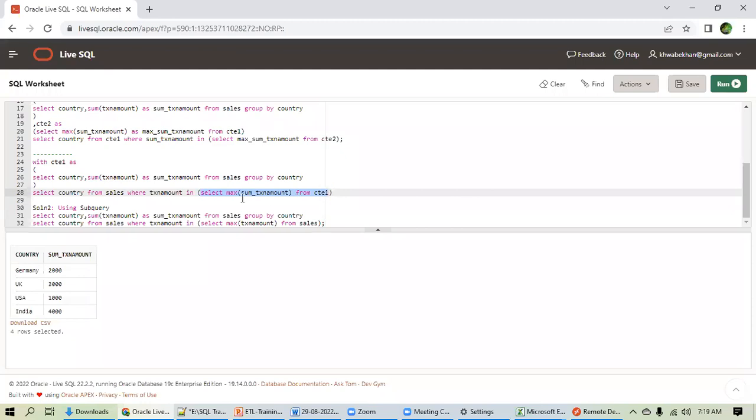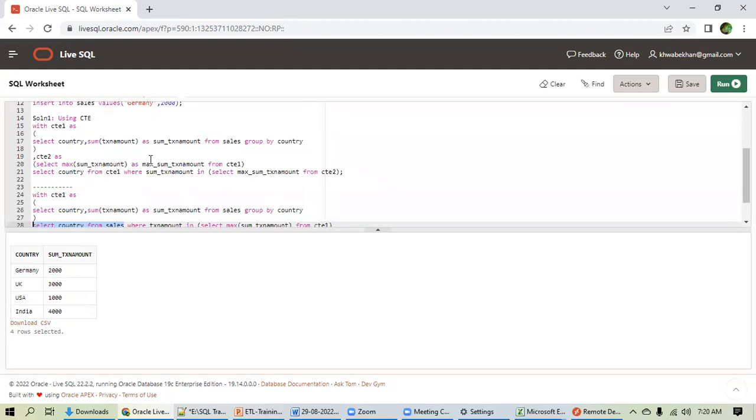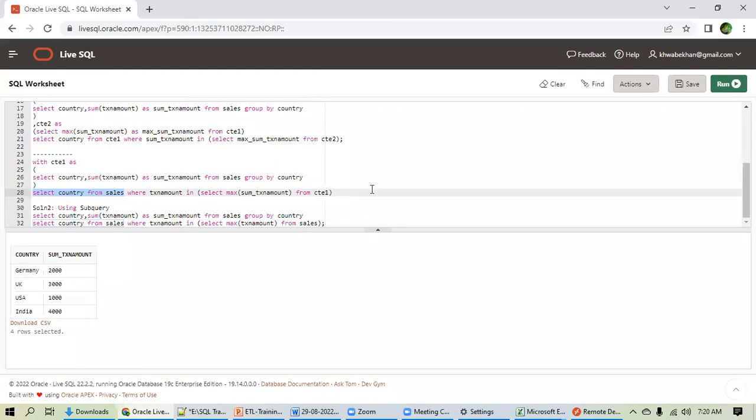Now here you are deriving the maximum sum of transaction amount from the CTE. So from here, the maximum sum of transaction amount will be how much? 3,000, right? Sorry, 4,000. Now this 4,000 is not present in the sales table. Why? Because this 4,000 is coming after summation, but in the original table it is not present. Got it? Yeah, got it. Okay. But that's good. You're thinking in another way. That's good.